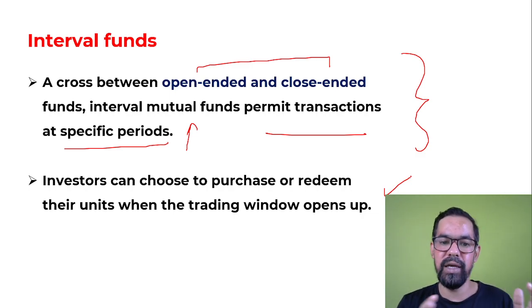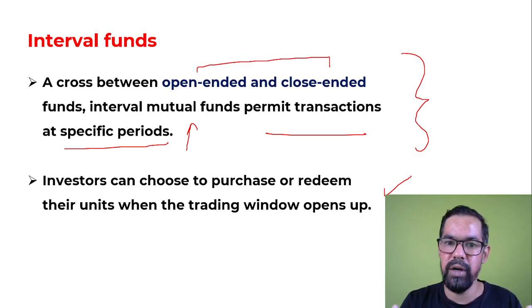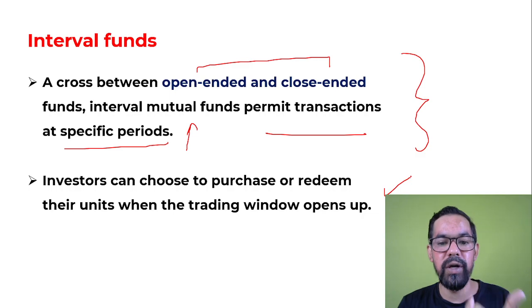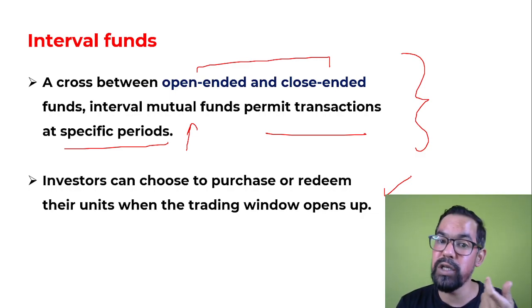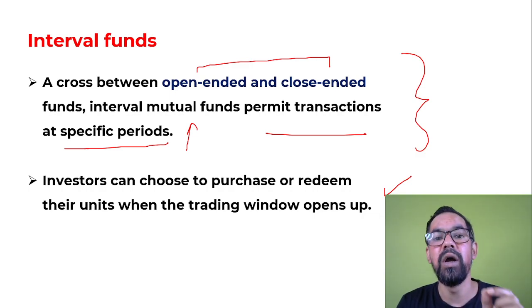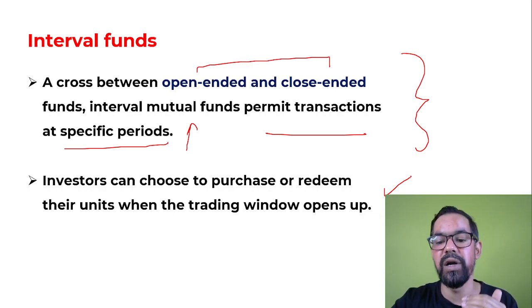Like in the case of open-ended, it is traded throughout the year. Close-ended, they have a certain maturity period, but in the case of interval, there is a special window, that is, a trading window for these particular mutual funds. Investor can buy or redeem these kinds of mutual funds only during this trading period.